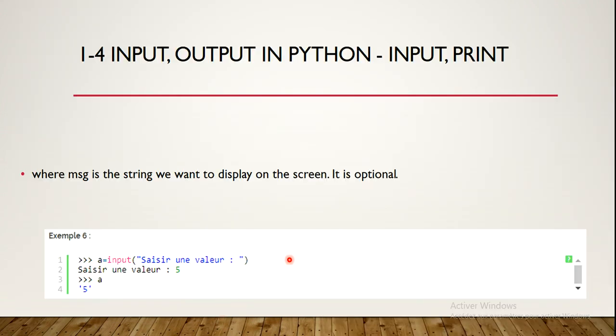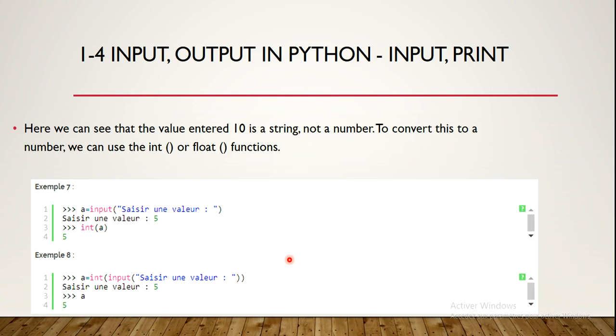Let's go back to our course, where we can see here that the value entered is a string, not a number. To convert this to a number, we can use the int or float function. So let's try to convert the string to a float or to an int with the int and float functions.